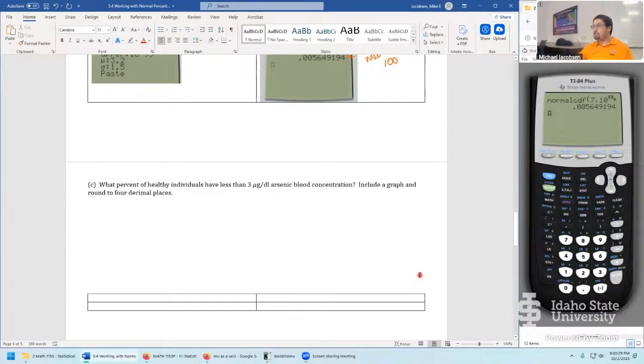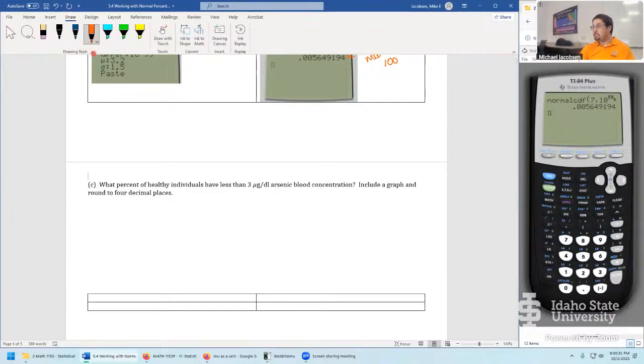Part C asks once again, what percent? That is a huge dead giveaway. Use option 2, normal CDF. So we'll use that function again. But let's read into the question. We're asking this time, what percent of healthy individuals have less than 3 micrograms per deciliter arsenic blood concentration?